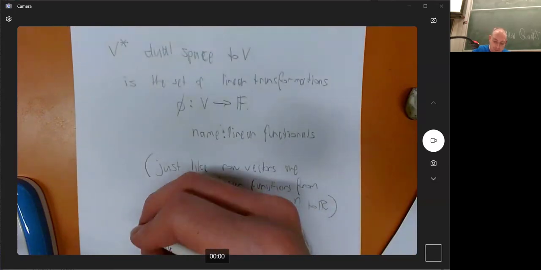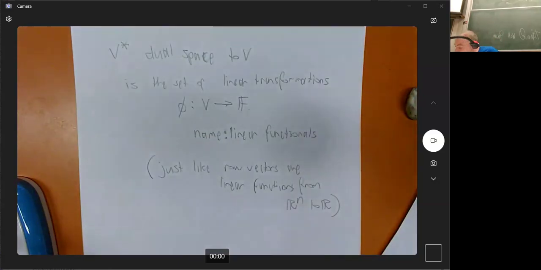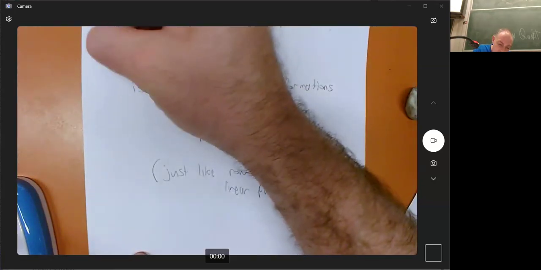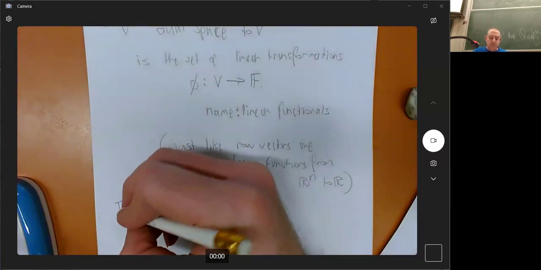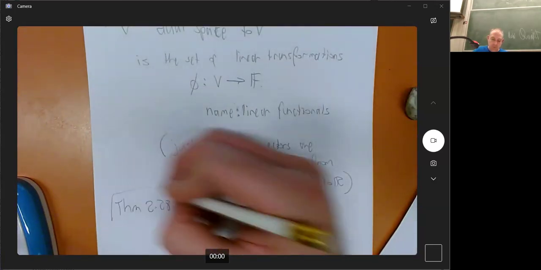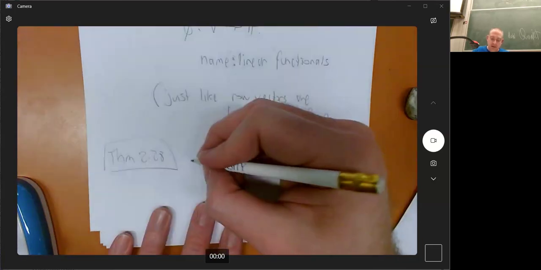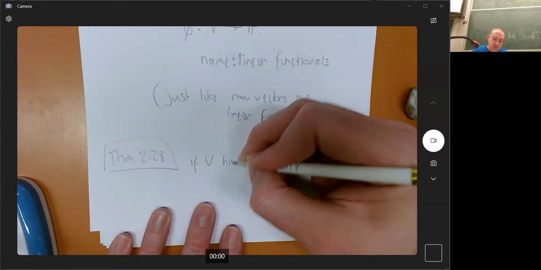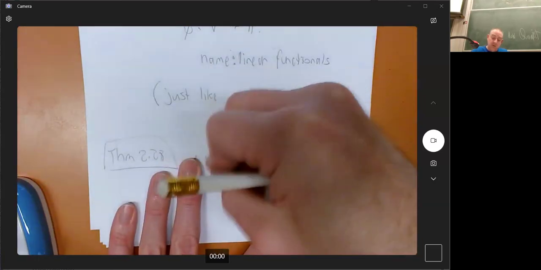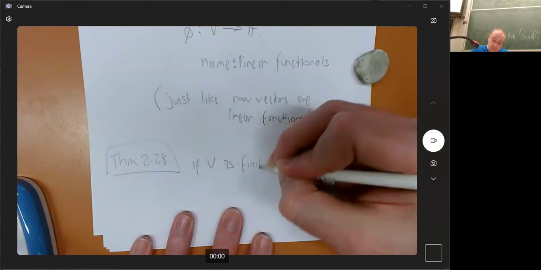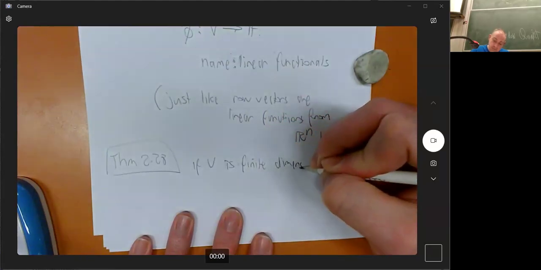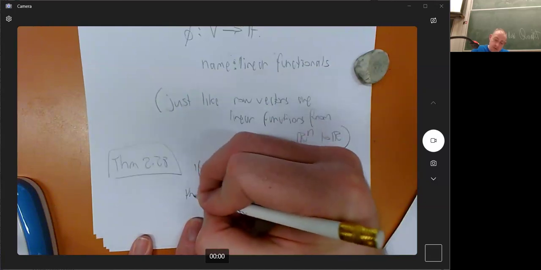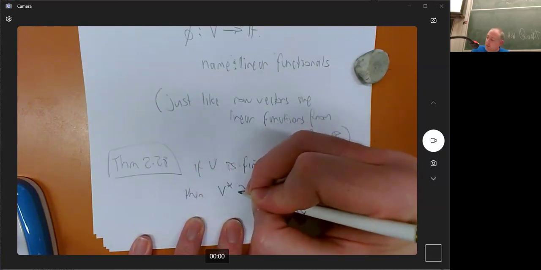So here we go. There's a theorem, and the theorem is 2.28, and it says more than this, but part of what theorem 2.28 says is that if V has a finite basis, like is finite dimensional, then V star is isomorphic to V.